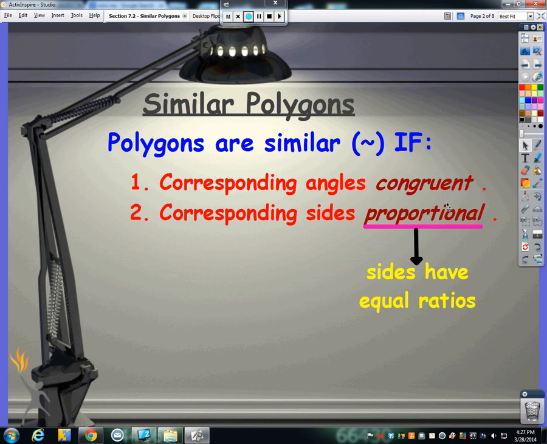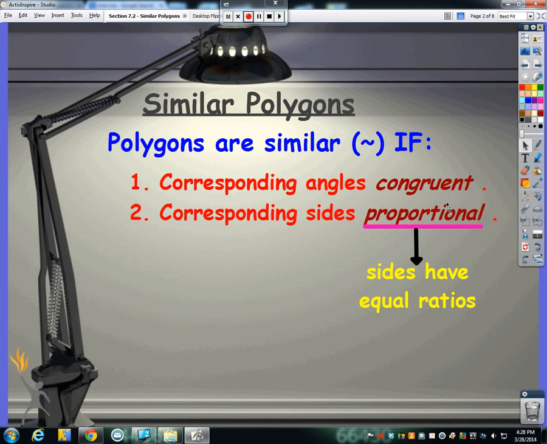So if we were talking about triangles, all three sets of angles must match up with three other sets of angles. And I'm not saying that the angles all have to be equal to each other, that they're 60, 60, 60, but if you had, let's say, a 40, a 50, and a 90 degree angle in a triangle, another triangle must also have matching 40, 50, and 90 degree angles.